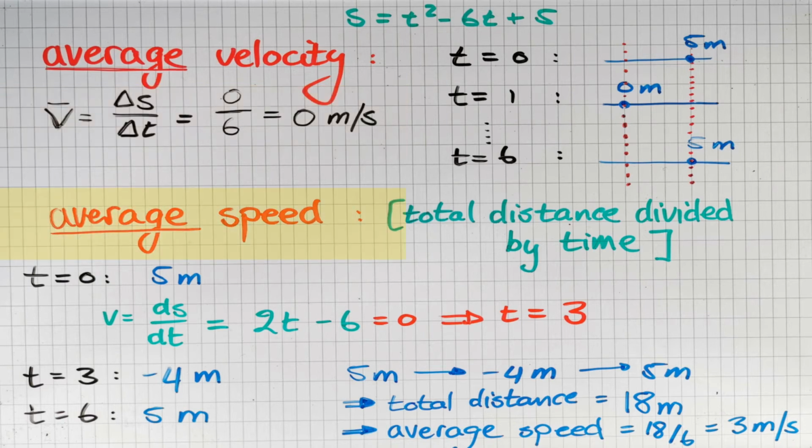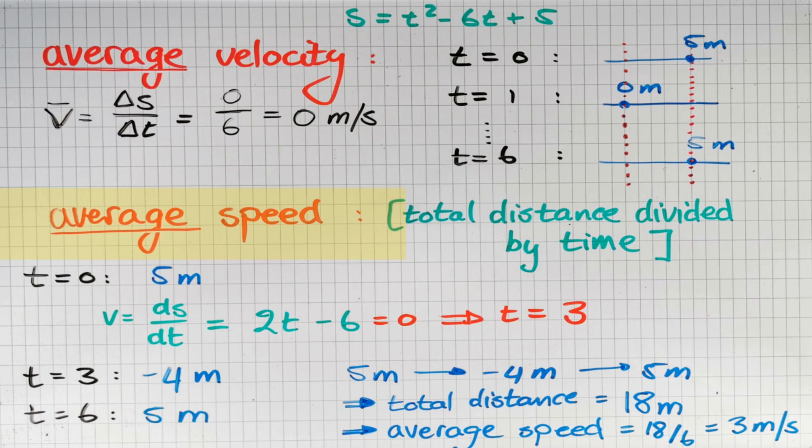Now the average speed is the total distance that the particle has traveled in that time, divided by the time. So now we need to figure out what is the path that this particle has traveled along. Even though it ends at the same position where it started, we need to take into account the path that it has taken. And we need to take that distance and divide it by the time, and then we get the average speed.